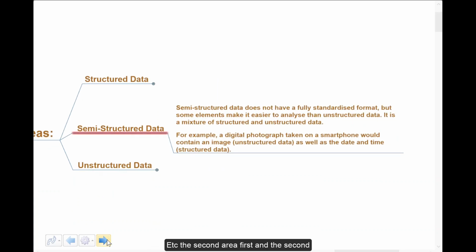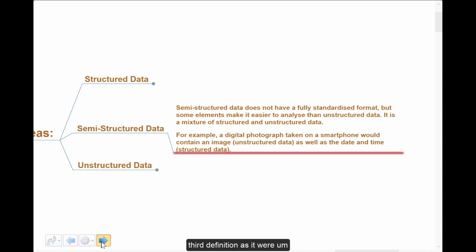The second area of definition is really semi-structured data. As you'll see from the description here, it's not quite a fully standardized format, but some elements make it easier to analyze than completely unstructured data, as we'll see in a moment. So broadly speaking, it's a mixture of structured, as we've just seen, and indeed unstructured. What might be an example? Let's say a digital photograph. In effect, the image itself would be unstructured. You could have 1,000, 1 million different images, but there is some data that is easily understood. So for example, the date and the time, that would be structured.